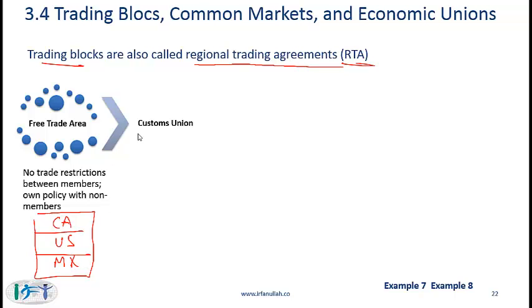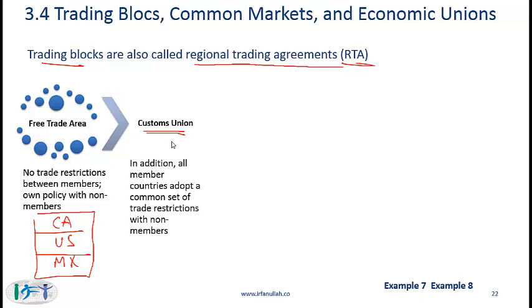The next level of integration is a customs union. In addition to this, all member countries adopt a common set of trade restrictions with non-members. So if Canada, US, and Mexico were to say that they have one customs zone and they have the same agreements with other countries, then we would have a customs union.